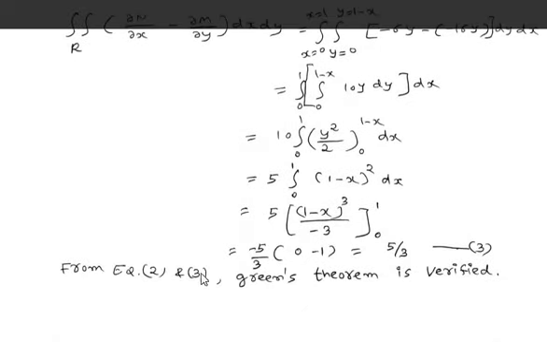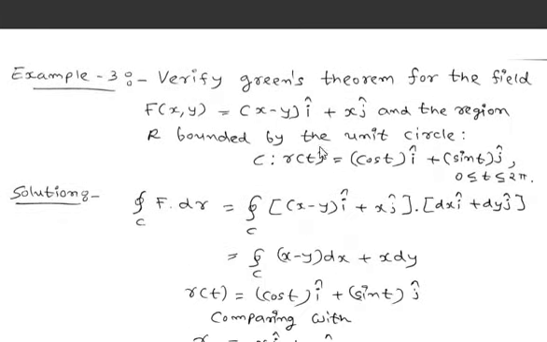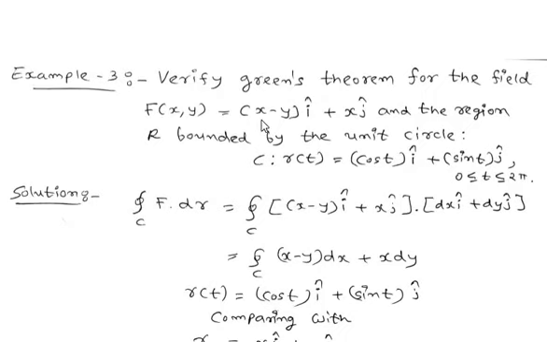Hence you can see that from equations 2 and 3 Green's theorem is verified. Now similarly we have to verify Green's theorem in the case of example 3 for this function, where the region is bounded by the unit circle, that is r of t equals cosine t i plus sine t j, where t will vary from 0 to 2 pi.